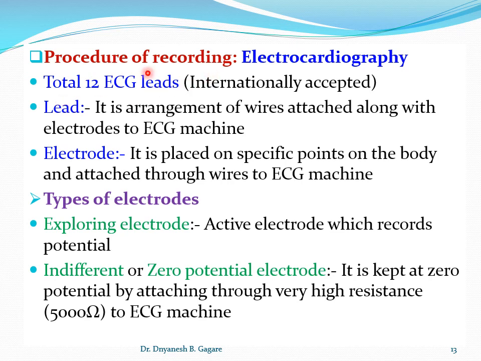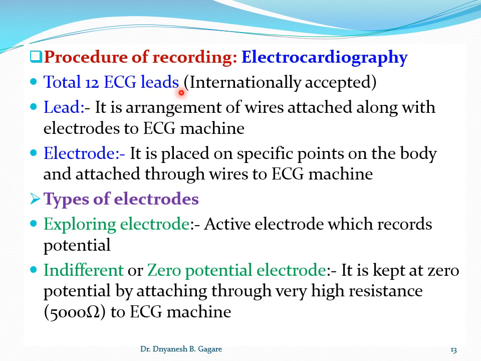Under the procedure of recording, the word used is electrocardiography. What is electrocardiography? It is the procedure of recording and the interpretation of ECG. Now see, there is an international committee on the ECG, and according to the international committee, it is internationally accepted that there are 12 leads, meaning ECG can be recorded under the 12 leads. What these leads are and how ECG is recorded, we'll go there.